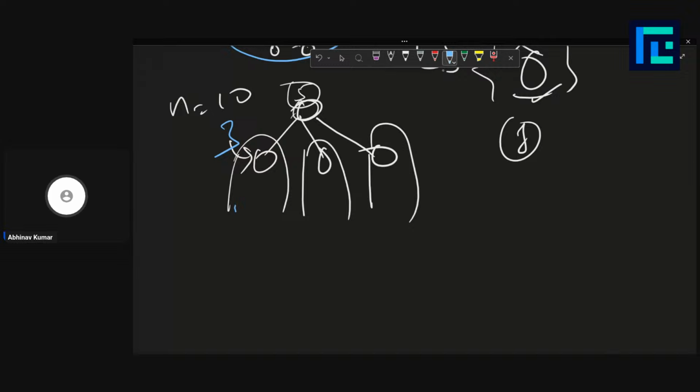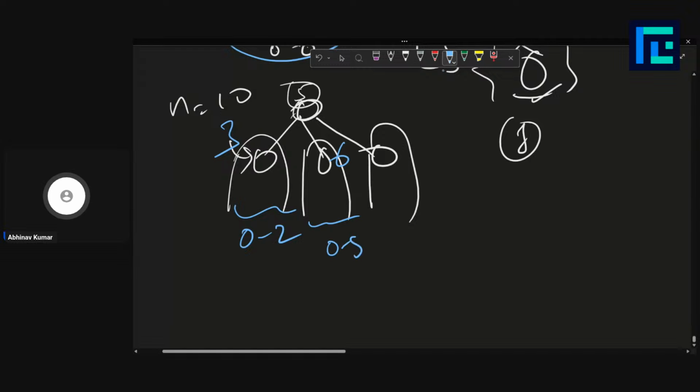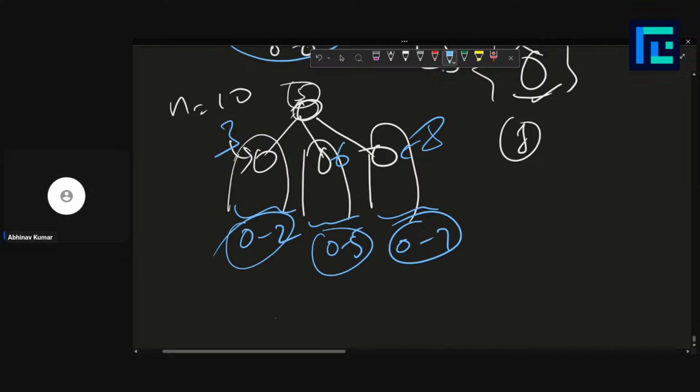Okay, so in this subtree 0 to 2 should come. Let's say for this node you assign some value 6. That means in this subtree all values from 0 to 5 should come. Let's say here you assign some value 8. Here 0 to 7 everything should come.